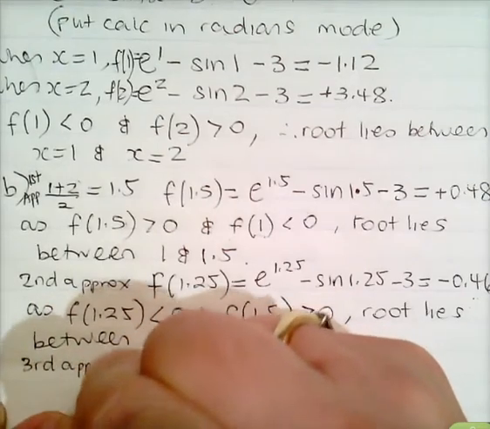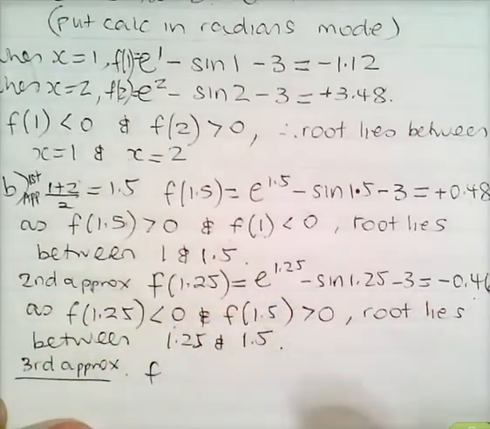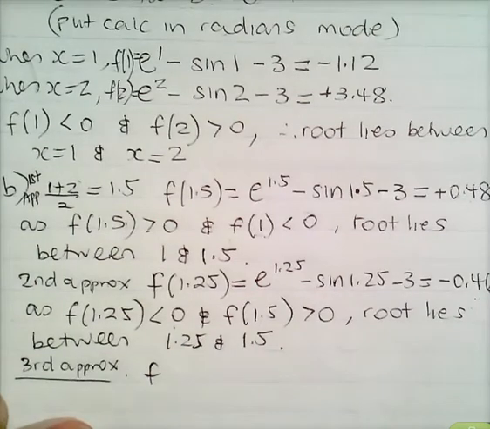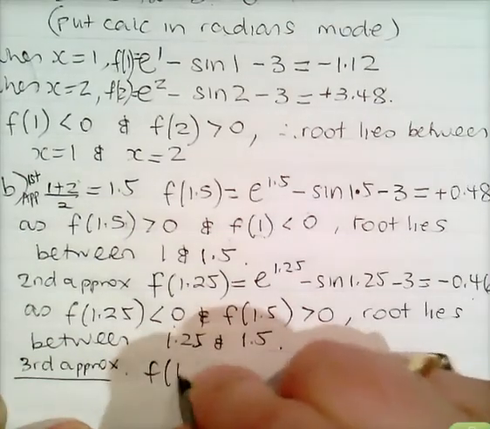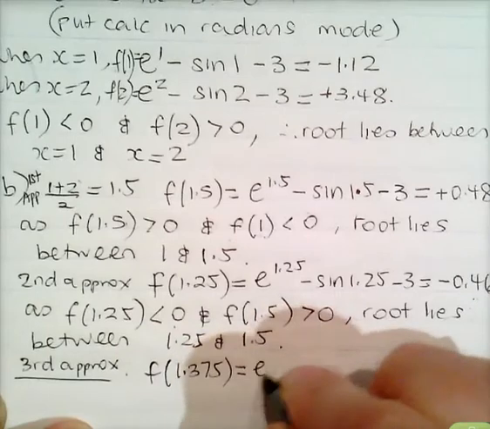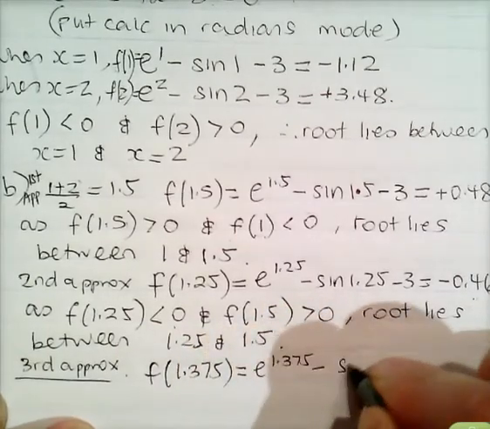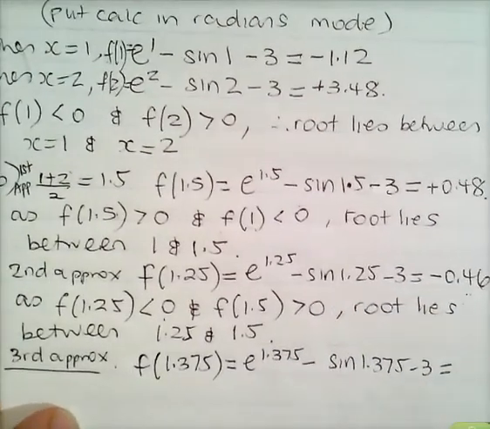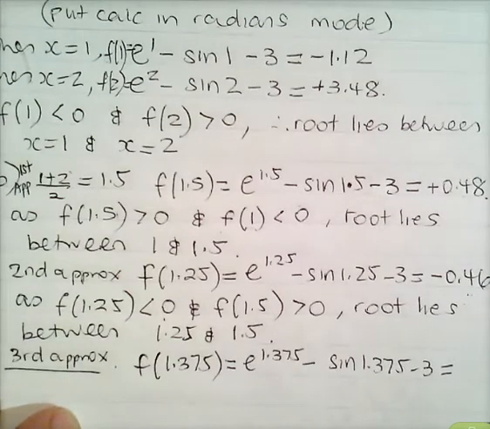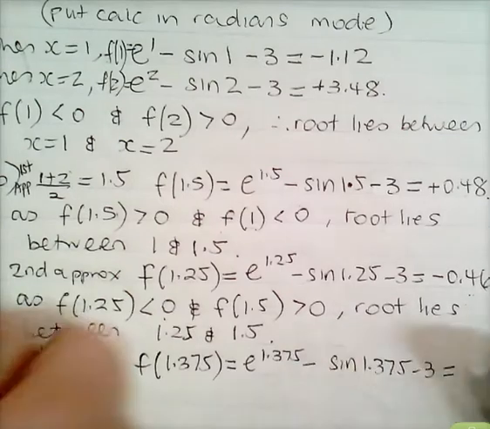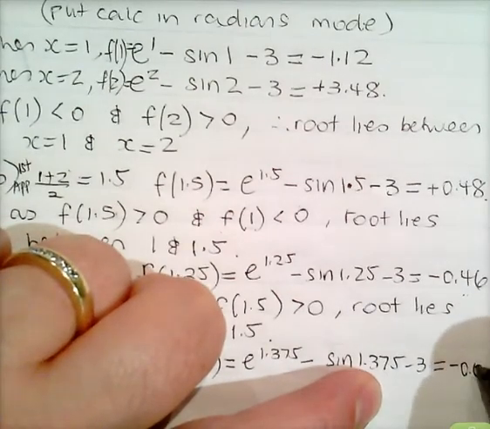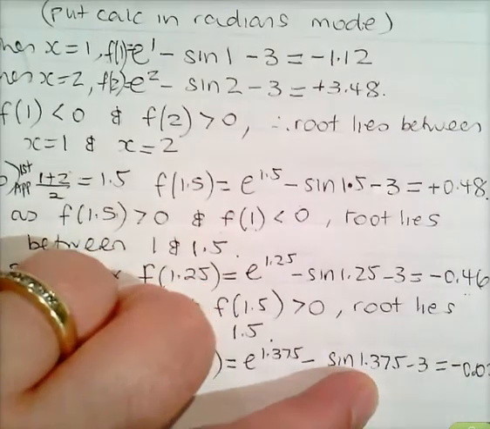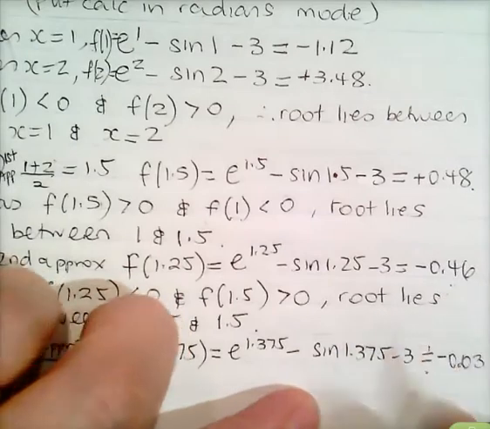So our third approximation would be the average of 1.25 and 1.5. You can just do that on your calculator: 1.25 plus 1.5 divided by 2. We want the function of 1.375, which is equal to e to the 1.375 minus sine of 1.375, take away 3. I'm getting negative 0.026. I'll make it negative 0.03 because that's approximate.